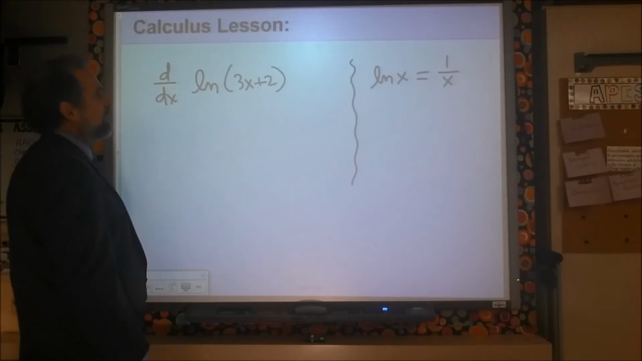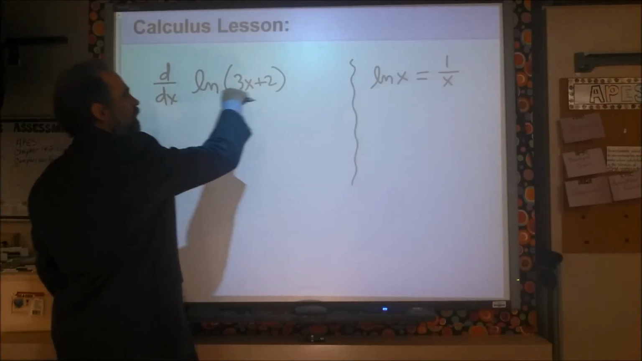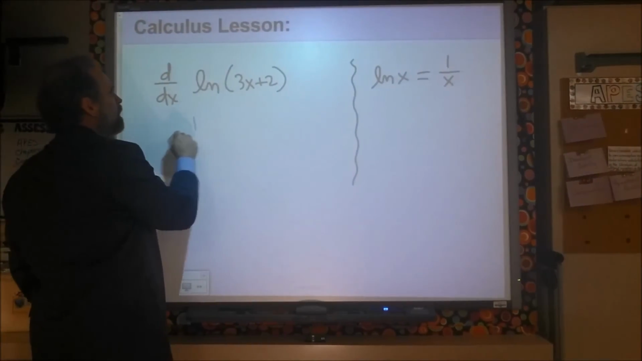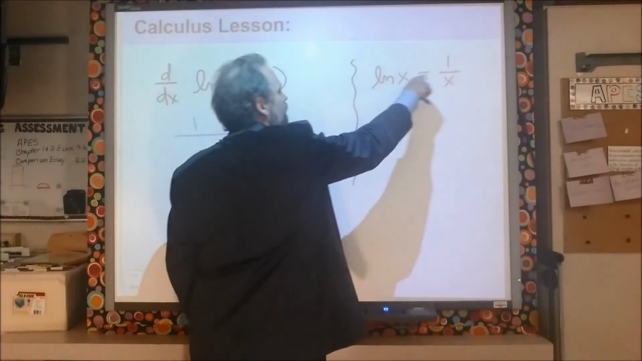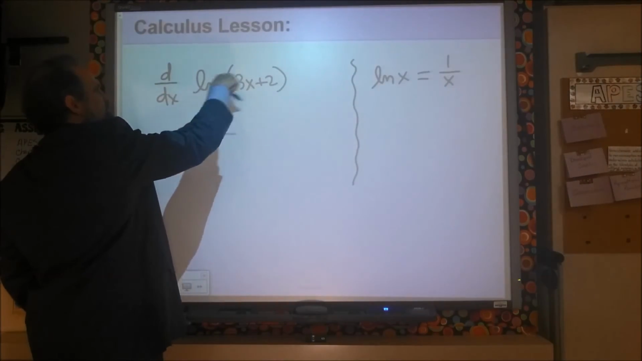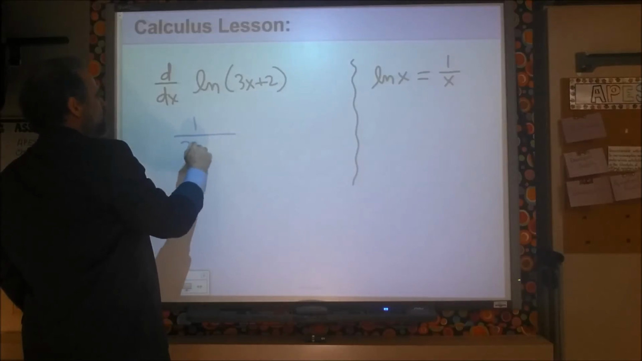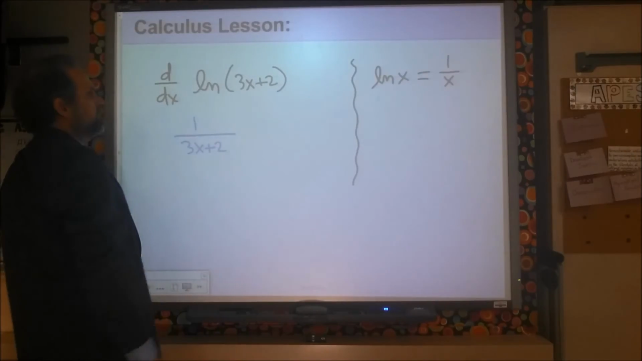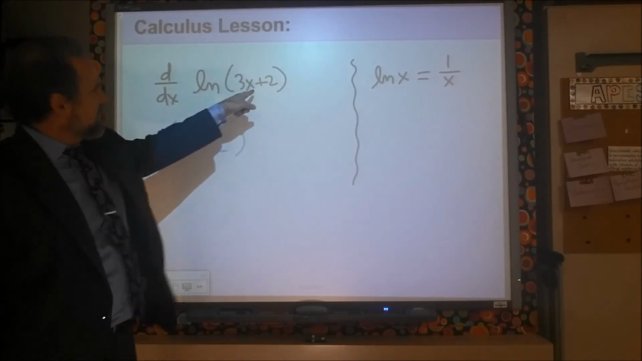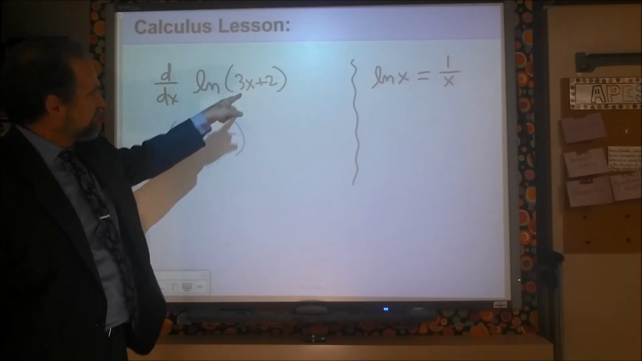So let's do the rule now. Well, if this is a natural log, and that's how I take the derivative of the natural log, that means the derivative of the natural log is 1 over whatever I'm taking the natural log of. In this case, I'm taking the natural log of this function g. F would be this, and g would be that. So it's 1 over 3x plus 2. Then it's times the derivative of the inside. I need to now take the derivative of that.